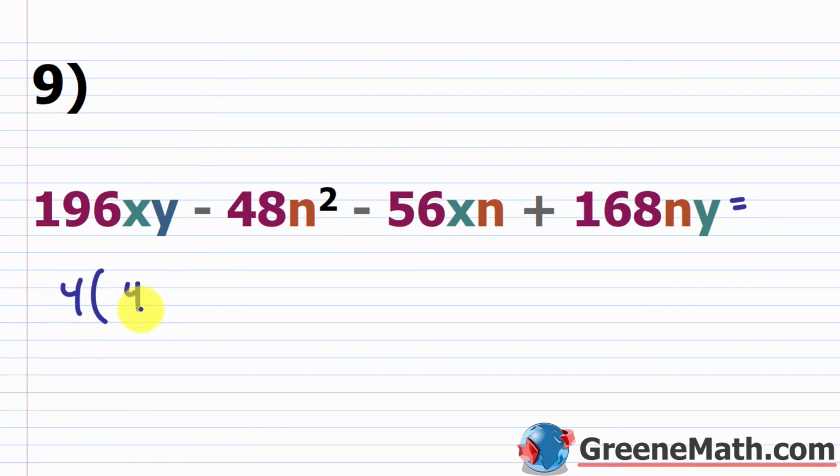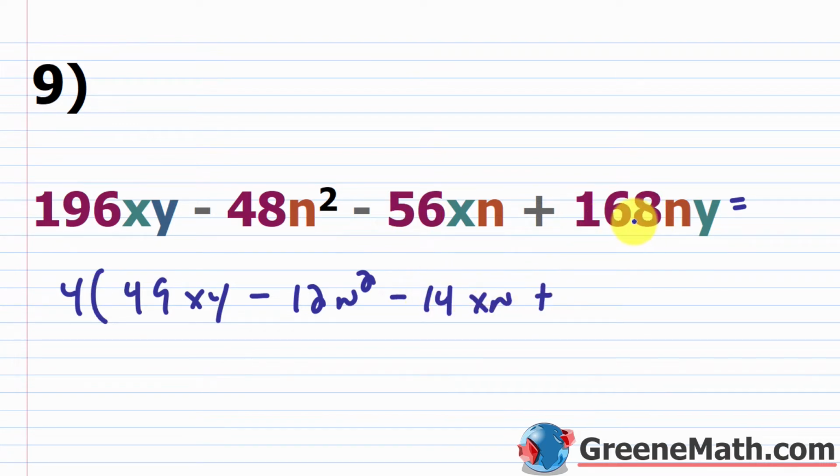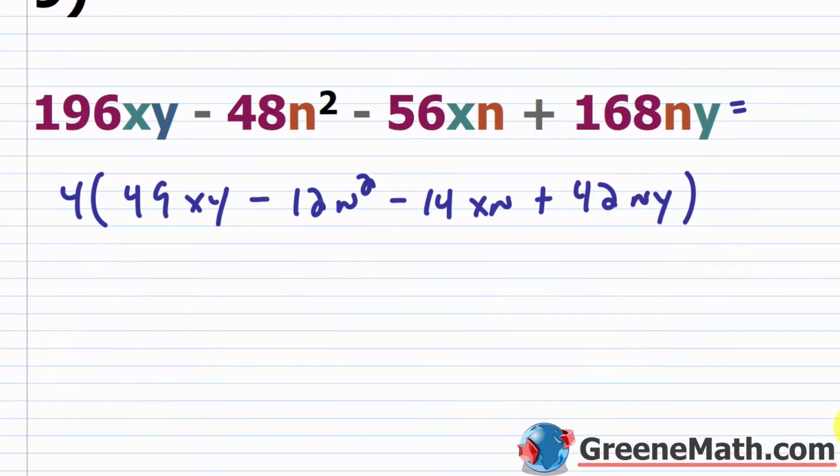196 divided by 4 is 49, so this would be 49xy. Then minus 48 divided by 4 is 12, so 12n squared. Then minus 56 divided by 4 is 14, so 14xn. Then plus 168 divided by 4 is 42, so 42ny. So let's bring this down here.